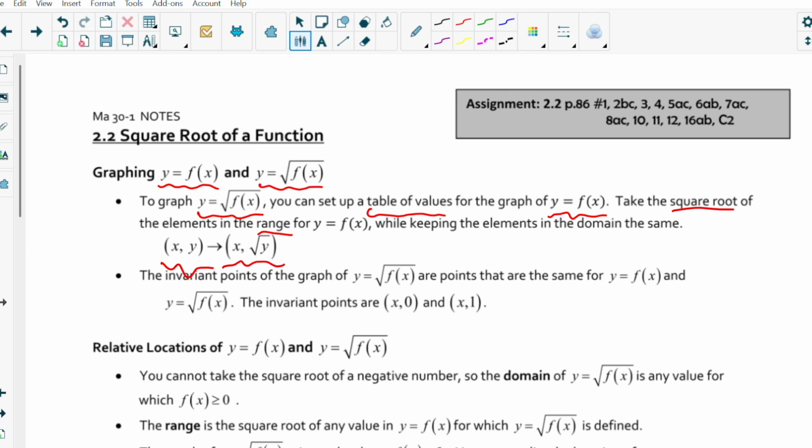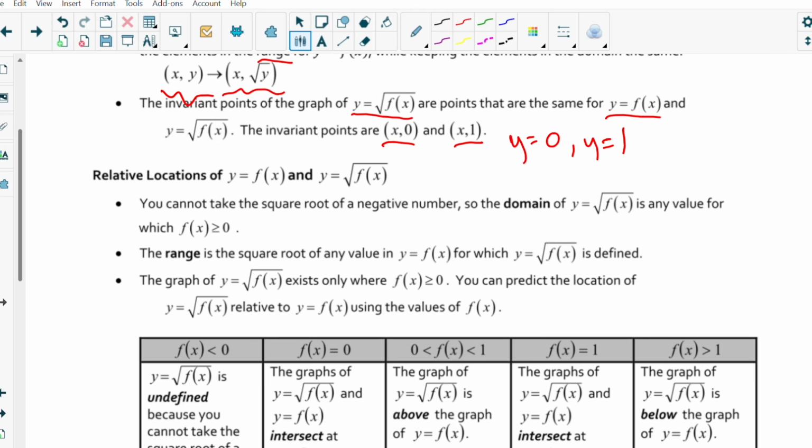The invariant points. Invariant points means these are points that stay the same whether you're on the base function f of x or the square root of f of x. These are points of the graph of square root of f of x that are the same as the points for f of x. And these invariant points are located at y equals 0 and y equals 1.